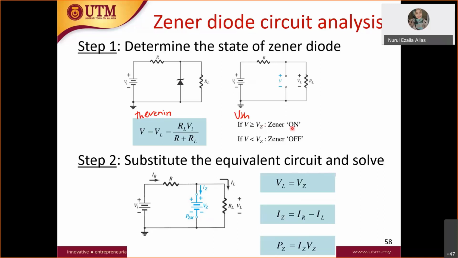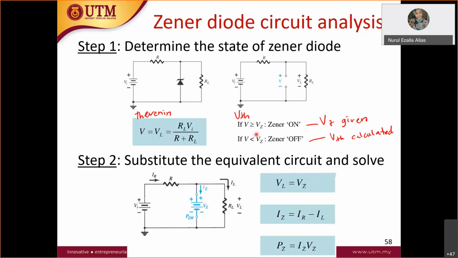On means regulated. If that is regulated, the voltage drop across this equivalent circuit will be equal to the VZ given. I'll show you the example after this. If you calculate and you get that it is not regulated, it means it is off. So you use the V Thevenin calculated value in your circuit here, meaning you replace this value with the VTH value that you have calculated.